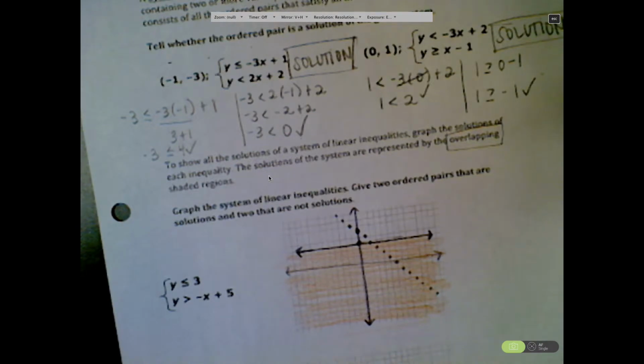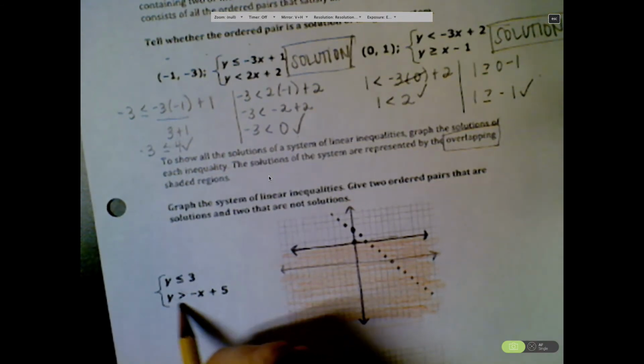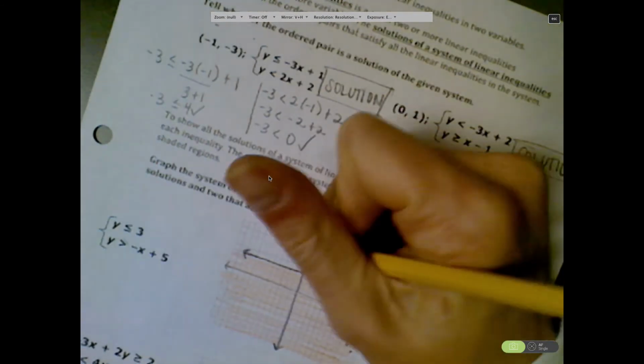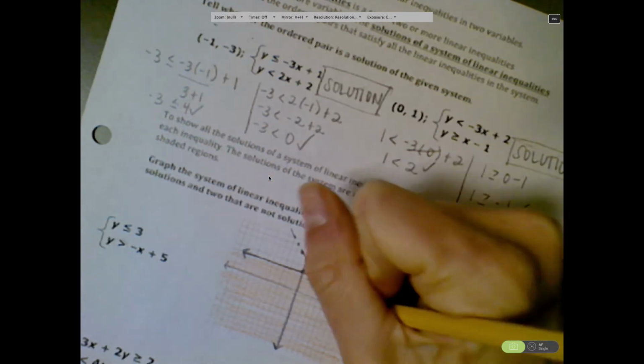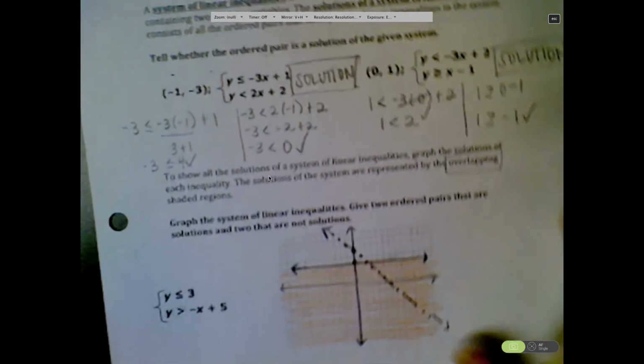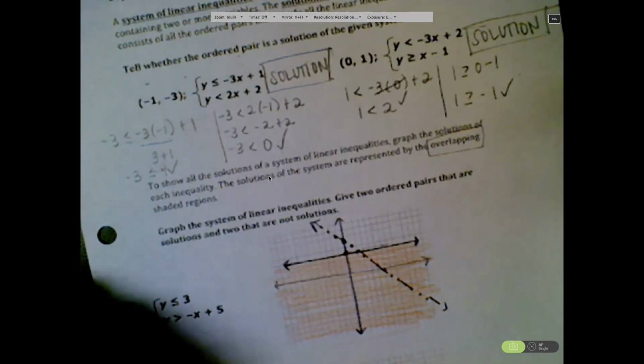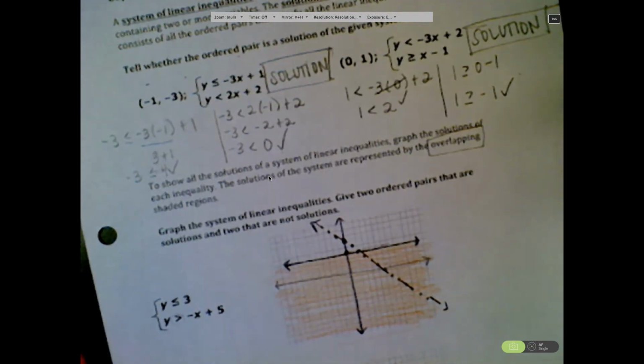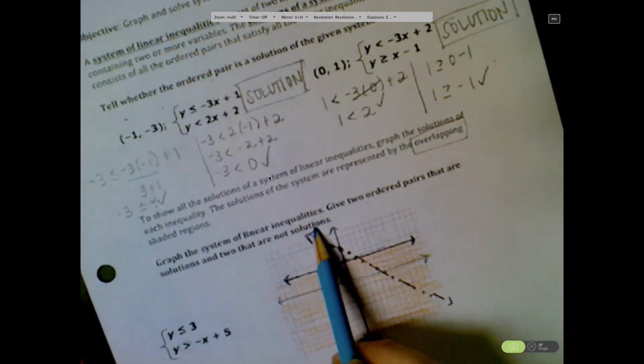Now, do I need to connect those points with a dotted line or a solid line? Dotted because it's greater than and not greater than or equal to. So here's my dotted line. With your other colored pencil, shade that line. Do I need to shade above it or below it? Above.